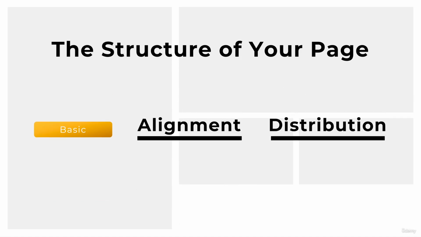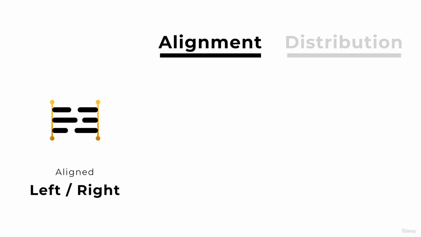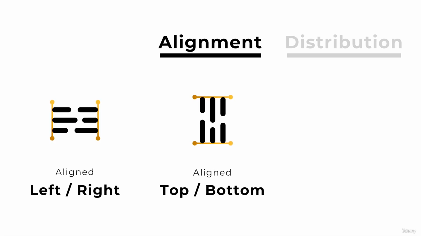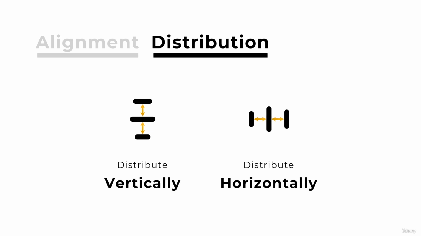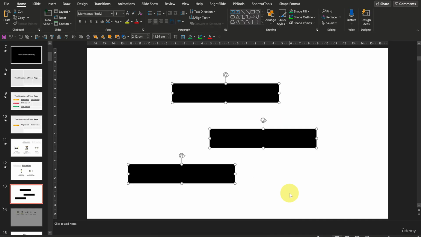So let's start with the basics, alignment and distribution. There are three kinds of alignment: align left or right, align top or bottom, and align center. As for distribution, you can distribute vertically or horizontally. Now, alignments and distributions are very frequently used, but they take a lot of steps to access in the current PowerPoint interface. Let's say I want to align these three objects.